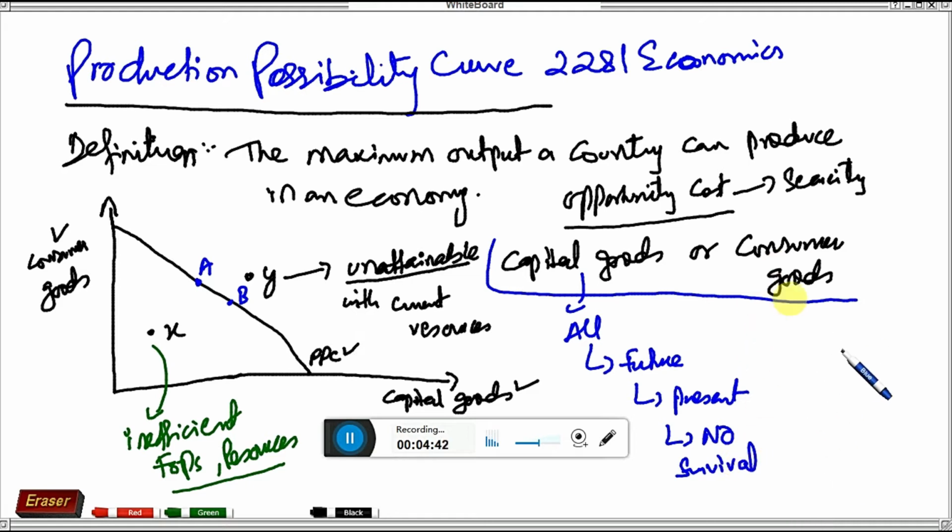But if I ask you, sir, if I produce all of the consumer goods, what about the future? No possibility of survival in the future. What about the present? It's very good. It's the best thing in the present because we have a lot of things to consume. So we cannot go for all of this, or all of this.